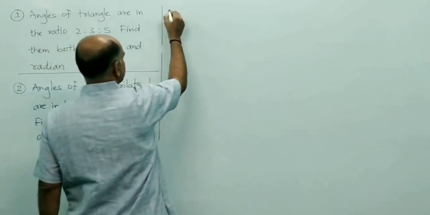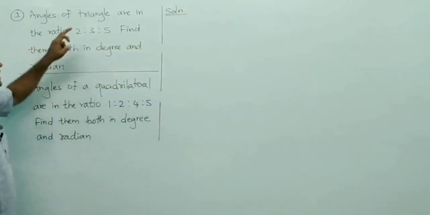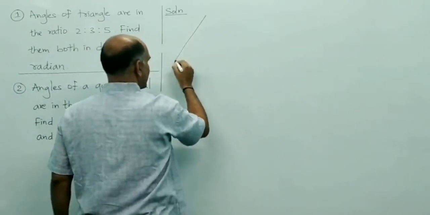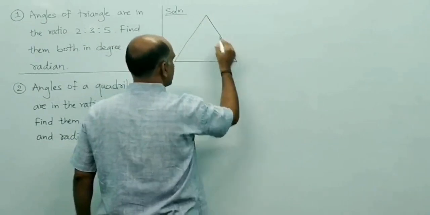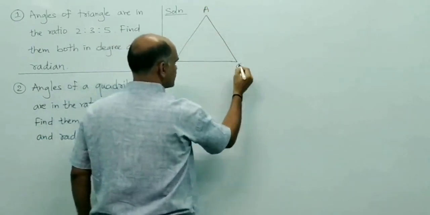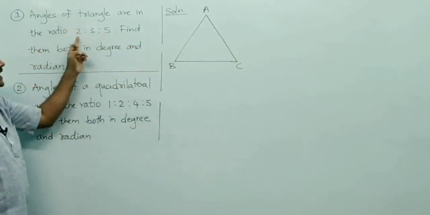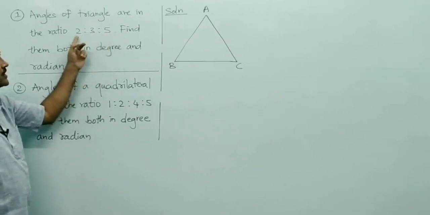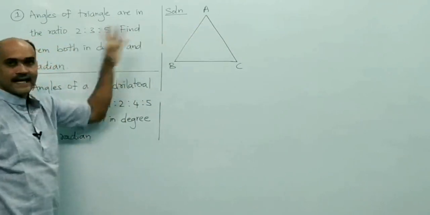For the solution of the first one, I will take a rough diagram of a triangle ABC. What it says is that the angles of the triangle are in the ratio 2:3:5. So I will take this angle as 2x.